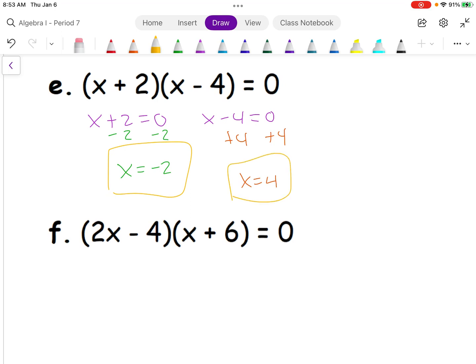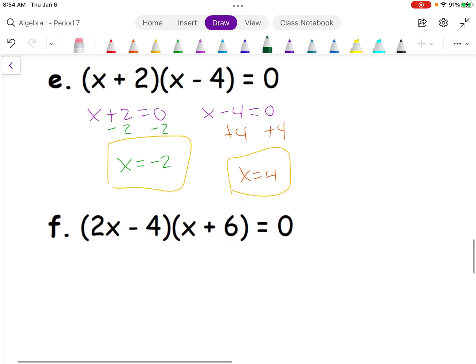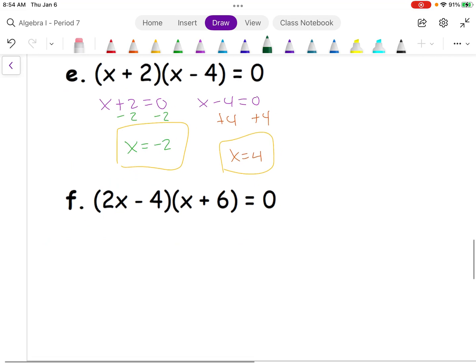Notice how the signs flip, right? When we had x plus 2, our answer was negative. When we had x minus 4, our answer was positive. That should always happen when you're solving because of your inverse operations, right? If you were adding in your factor, your answer should be negative. If you were subtracting in your factor, your answer should be positive. So those signs will always flip.